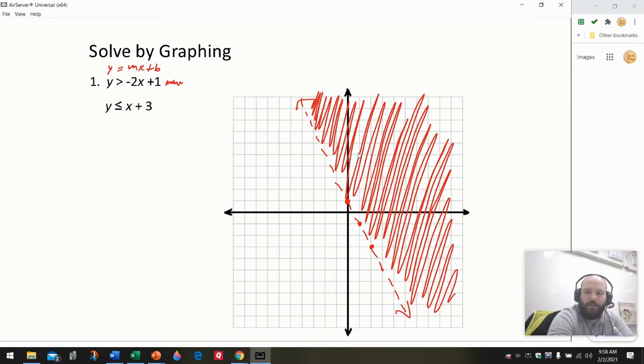Now our second equation is a little different. This equation right here is y is less than or equal to x plus 3.